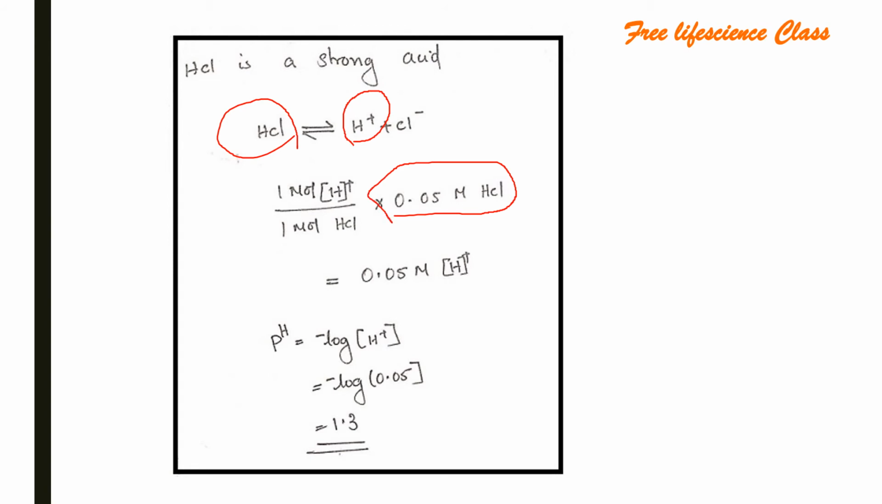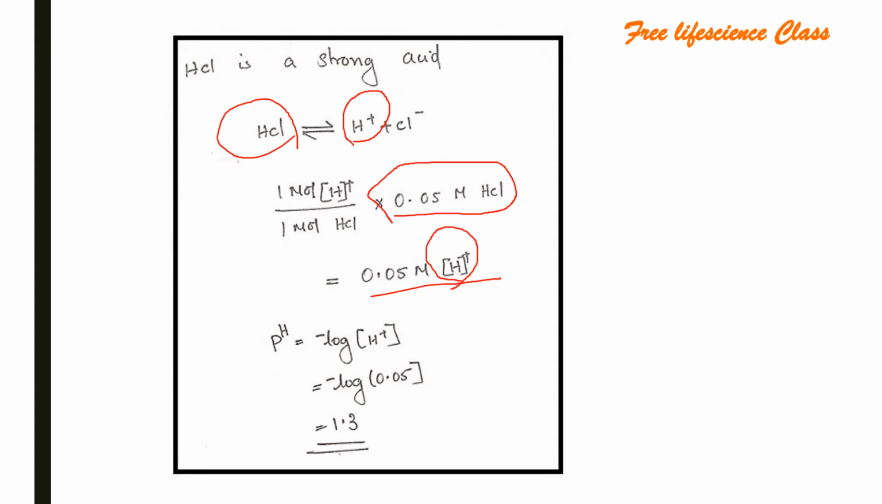will produce 0.05 molar H plus ions. Here it is direct, that is we have got H plus ion directly. In the previous question we got OH minus ion, so we had to subtract it from 14. But here we don't want to subtract it from 14 because we got directly the H plus ion concentration.